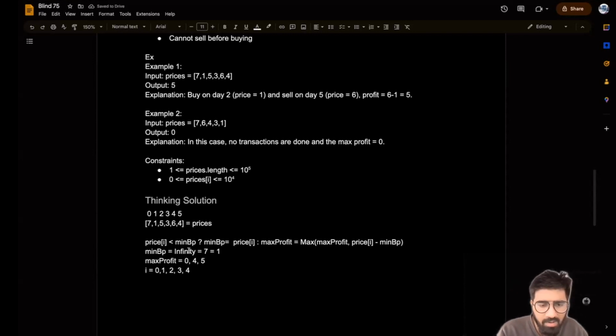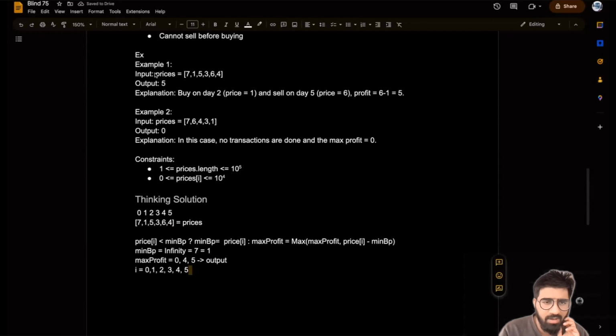And then I will be moving my index to the last element, which is the fifth index, and the element price is 4 here. Is my price still greater than my minimum price? Yeah. Then I will again try to update max profit. But here, when I subtract 1 from 4, it will be 3, which is not greater than the max profit I have. So I will simply ignore that. So till the end, my max profit would be 5, and I will simply return this as my output.